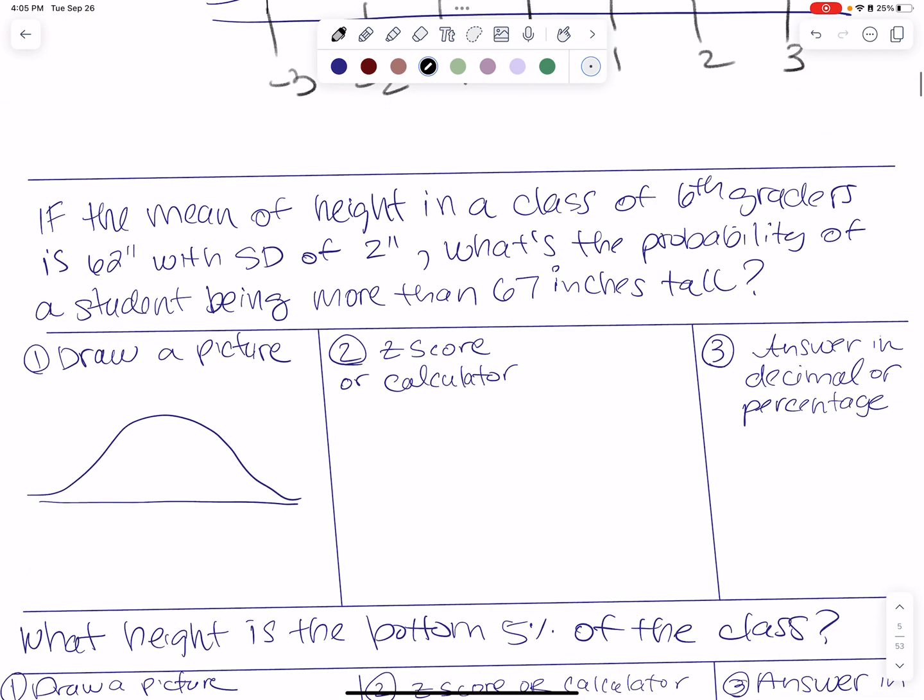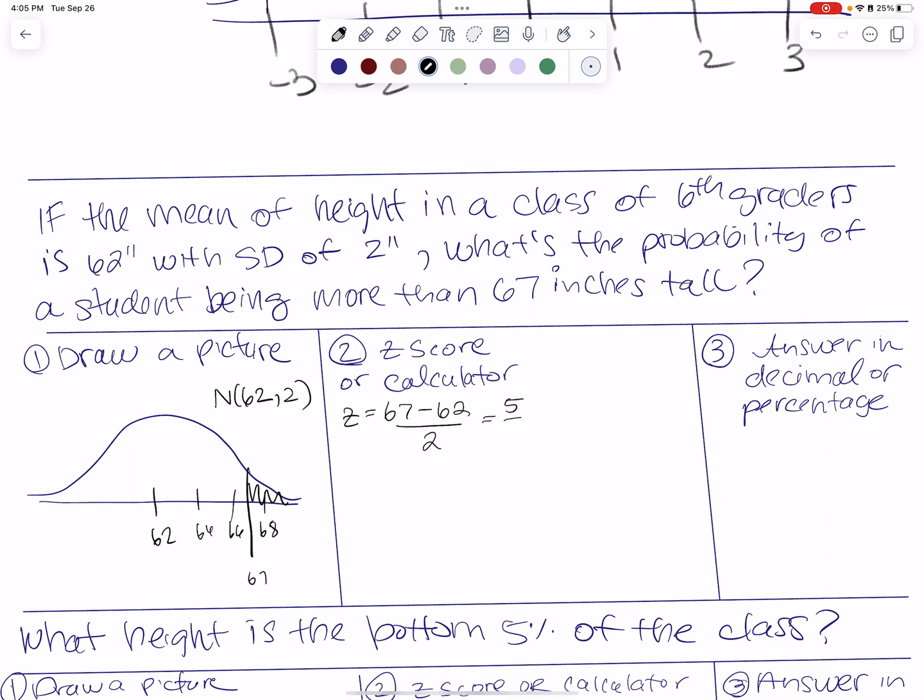Okay, the mean height in a class of 6th graders is 62 inches, with a standard deviation of 2, so I'm writing that down. What's the probability that a student is more than 67 inches tall? So I have 64, 66, 68. I know that 67 is going to be here, and this is the area I'm looking for. My z-score is going to be 67 minus 62 divided by 2, which is 5 over 2, which is 2.5.